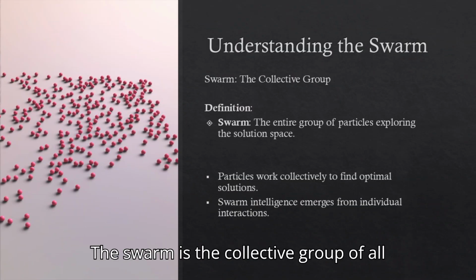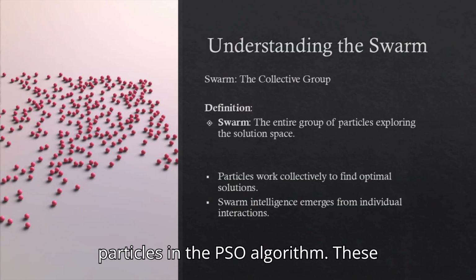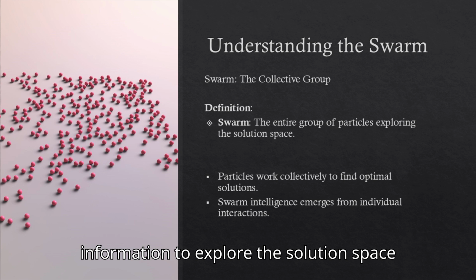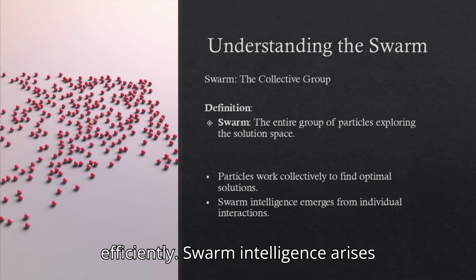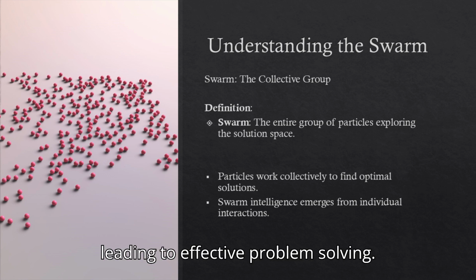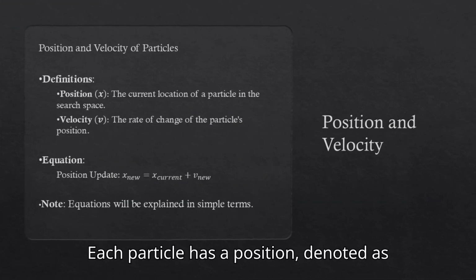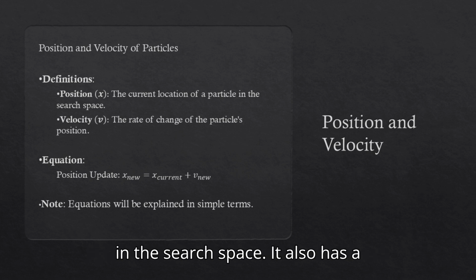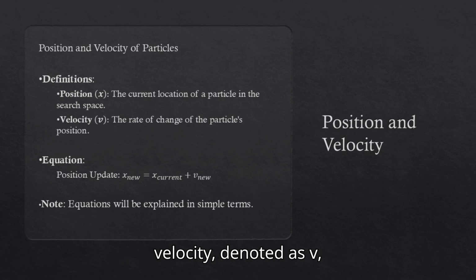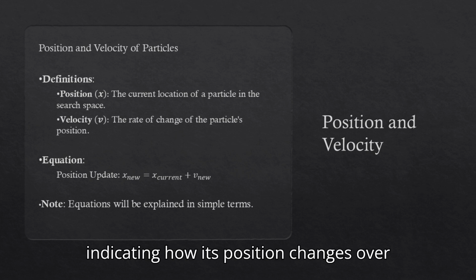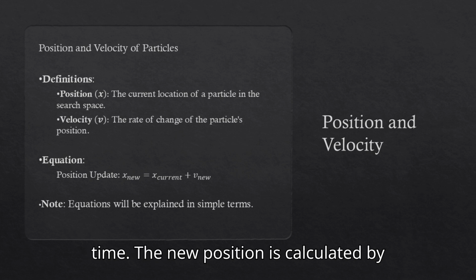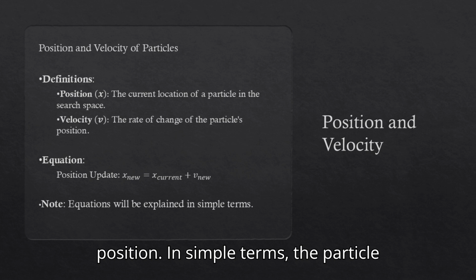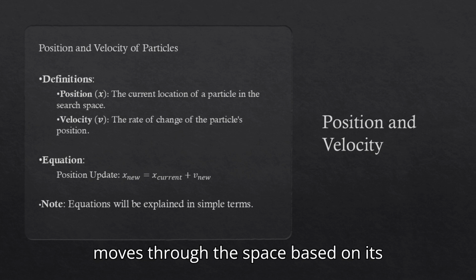The swarm is the collective group of all particles in the PSO algorithm. These particles work together, sharing information to explore the solution space efficiently. Swarm intelligence arises from the interactions among particles, leading to effective problem-solving. Each particle has a position, denoted as X, which represents its current location in the search space. It also has a velocity, denoted as V, indicating how its position changes over time. The new position is calculated by adding the new velocity to the current position. In simple terms, the particle moves through the space based on its velocity.